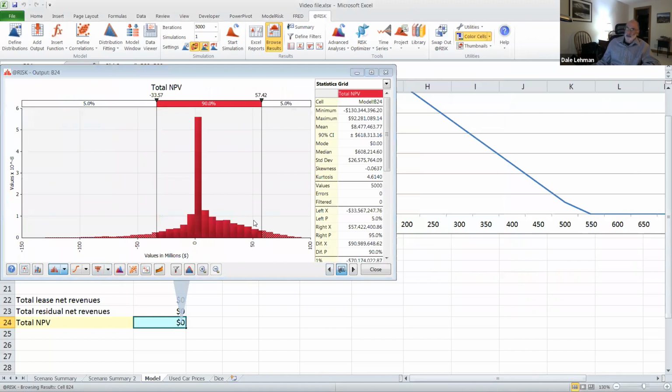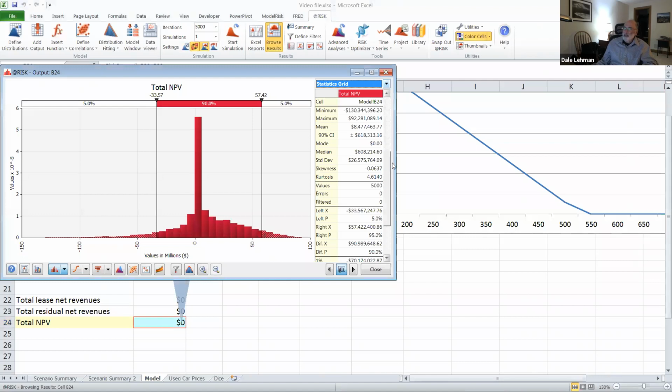So this is with the Weibull distribution, which is, I think, a better description of what we know about the used car prices from the data we have. You can see the mean value is a little bit lower than it was before. Instead of being almost 9 million, it's just under 8.5 million. The median value is quite a bit lower. It's only 600,000.